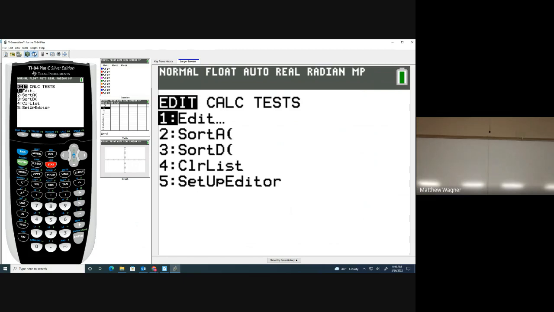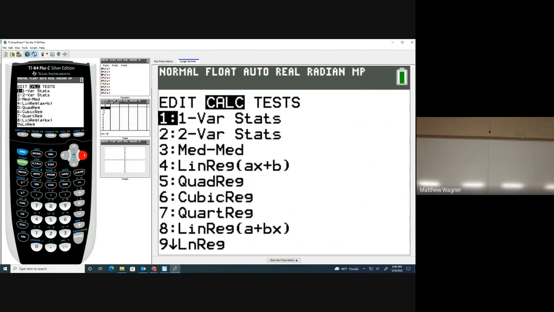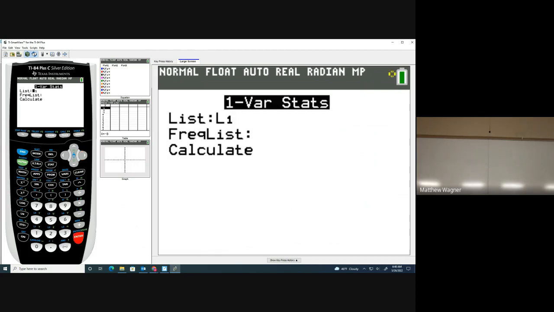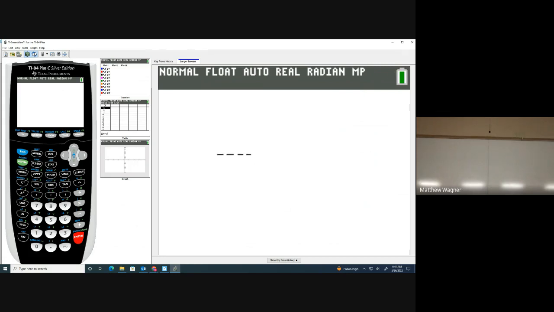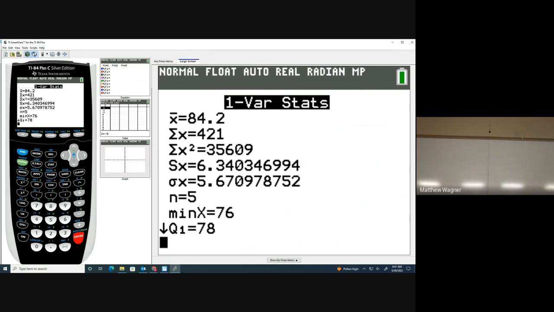So we go back to stat. In the calculate list, you have all of the programs your calculator is going to run. We've been here before in the year. The one we skipped over was the one variable stats, and that's the one we actually want to run. This is a super easy program to run. You just want to make sure the list of data you have is the list you're actually calculating. So we're going to do group A first, which is awesome.